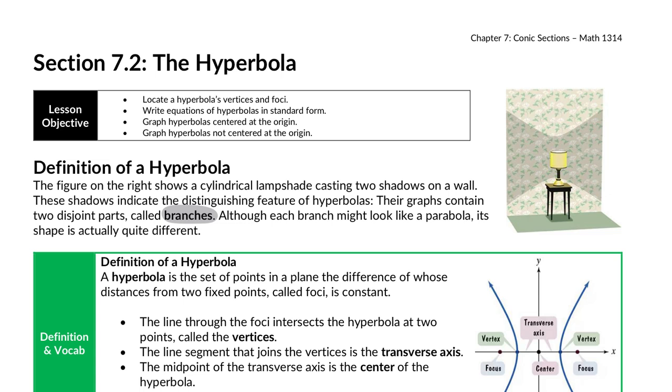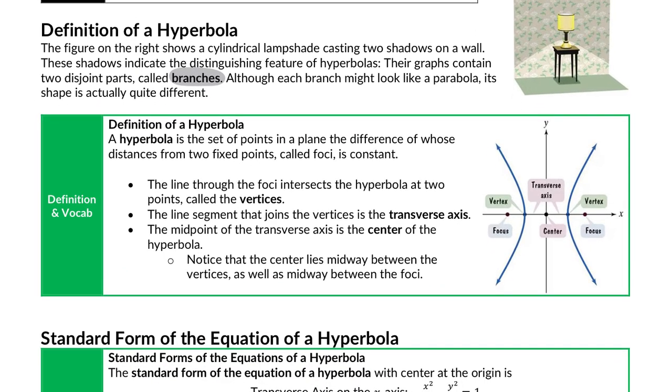Let's talk about the different pieces of a hyperbola. The hyperbola is the set of points in a plane, the difference of whose distances from two fixed points called the foci is constant. If we remember the ellipse, it was the sum of the distances. A hyperbola is the difference of the distances. But we have a lot of the same vocabulary. So we have the foci. What do you notice about where the foci are for this hyperbola? They're outside, like in the bowls themselves. So they should be surrounded by the branches.